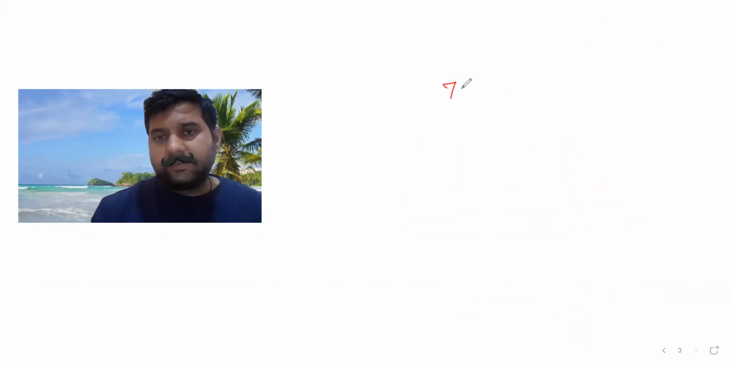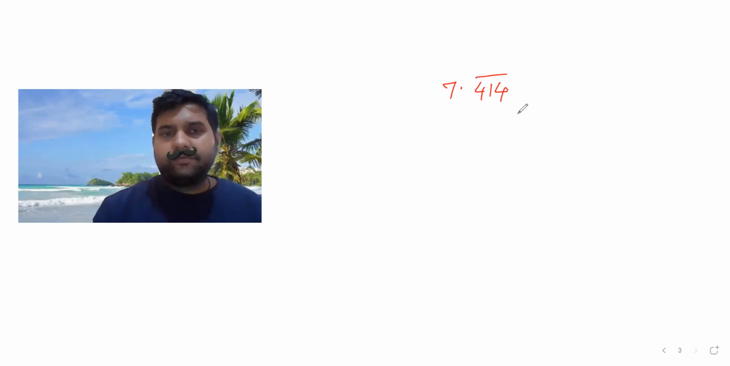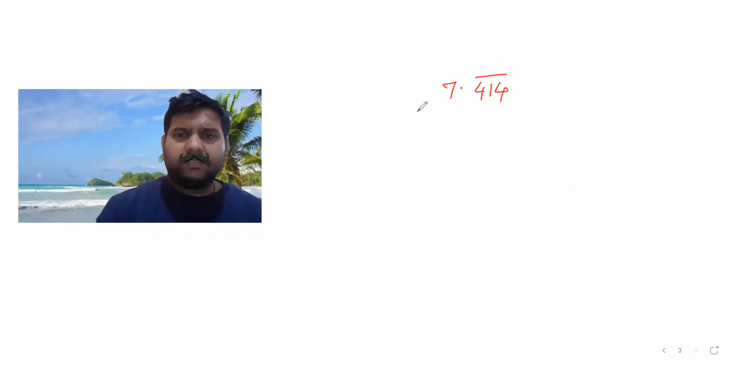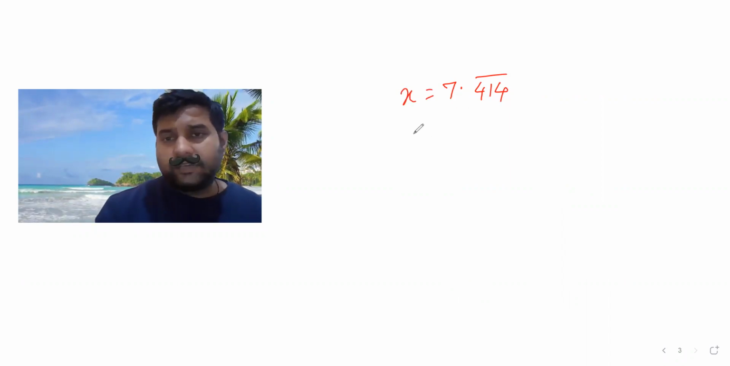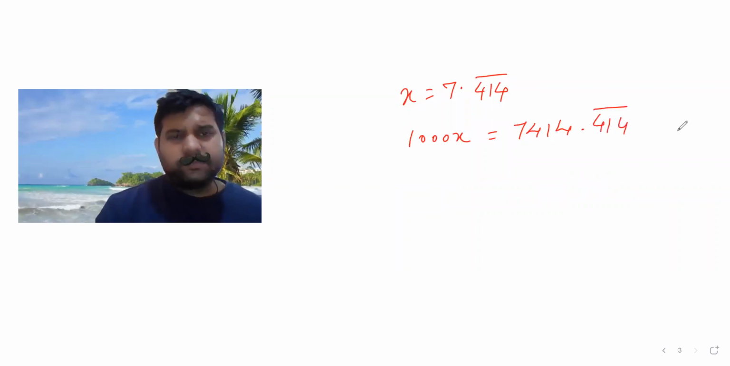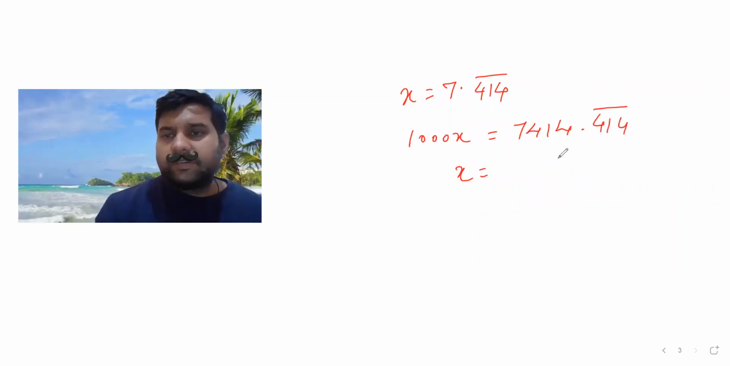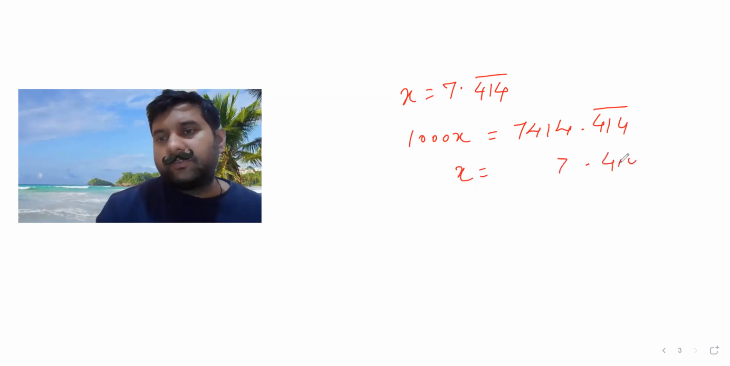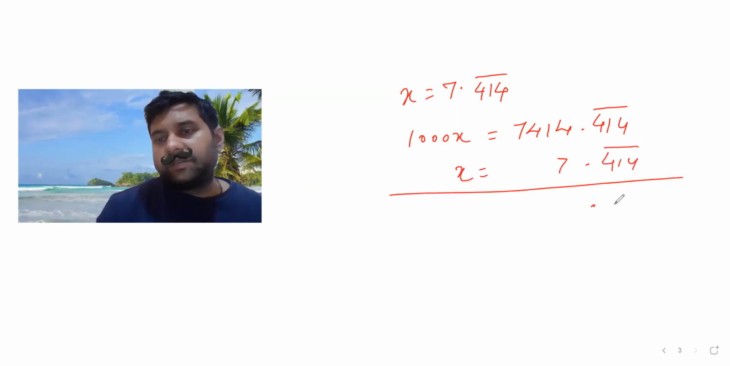Say there is a decimal called 7.414 bar. There can be a decimal like this. Okay. Once again, x. So here 3 digits are going to repeat. So we are going to multiply by 1000. 1000x is going to become 7414.414, this is the decimal, it is like this. x is equal to nothing but 7.414. Once again, this part will become 0.